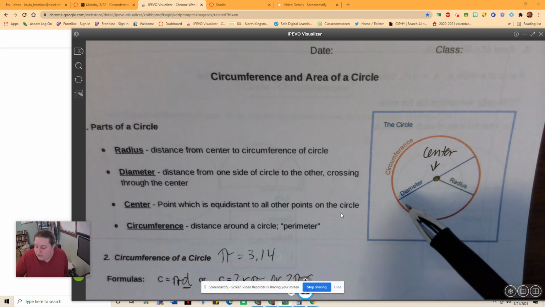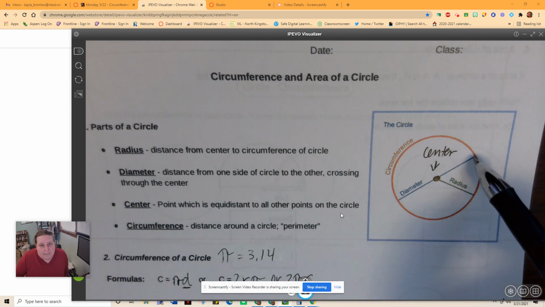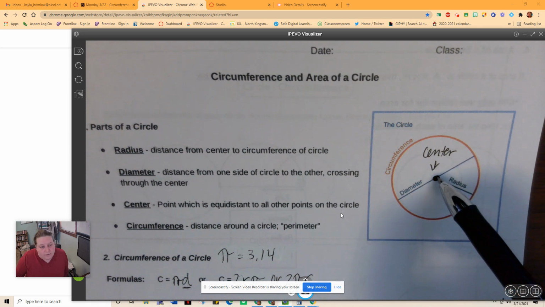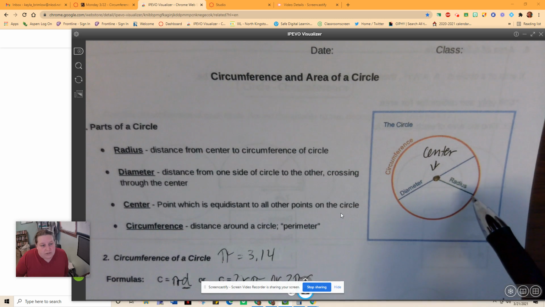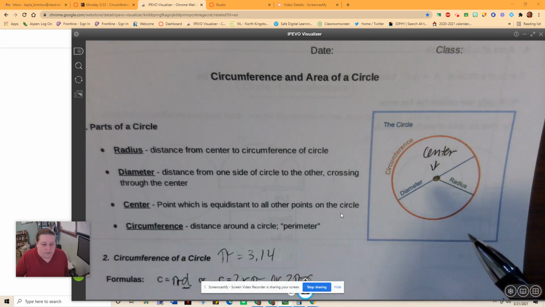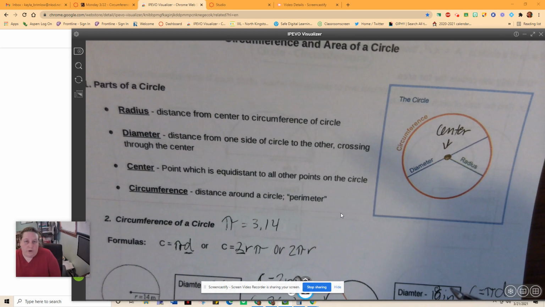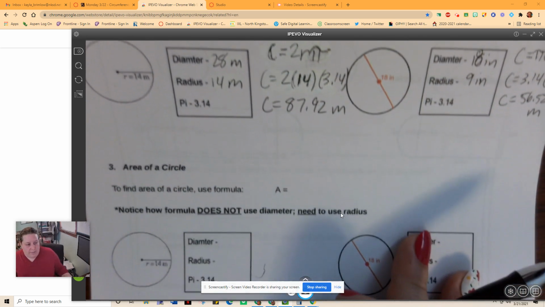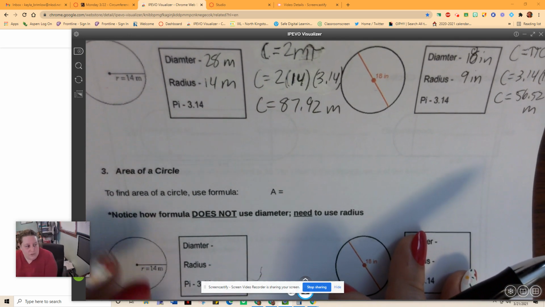So just as a quick review, when we're talking about circles, we have the center of the circle, we have the diameter, which is the distance across a circle from one part of the circumference to the opposite side through the center. We have the radius, which is half that distance, or just from the center to the circumference, which is the distance around the circle, okay? And when we're working with area, we have to use the radius.